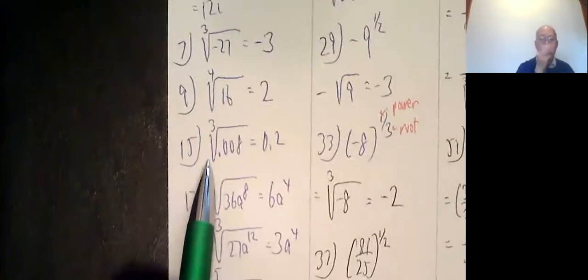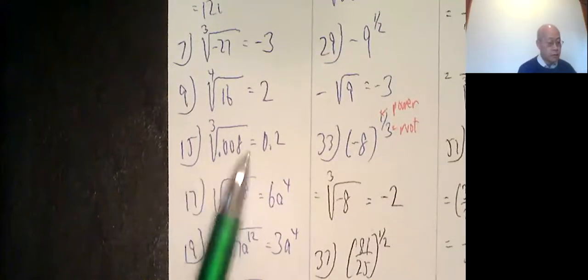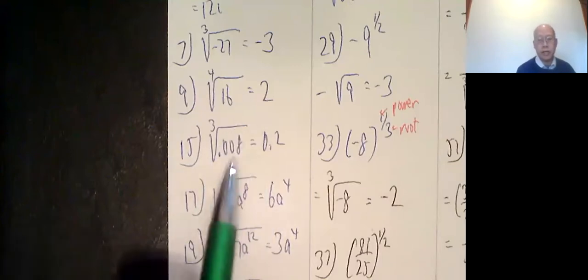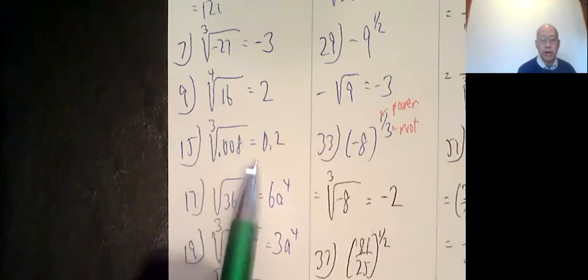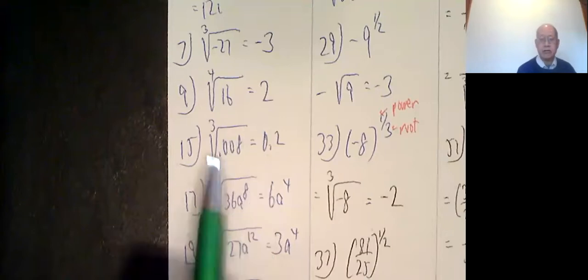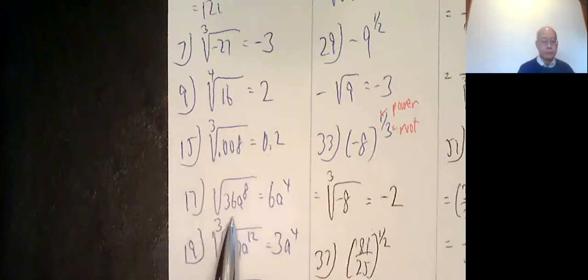Cube root of 0.008. Now, you know the cube root of 8 is 2, so it should not be that much of a stretch to guess the cube root of 0.008 is 0.2. You have to be careful with the zeros, but if you take 0.2 times itself three times, you get 0.008.